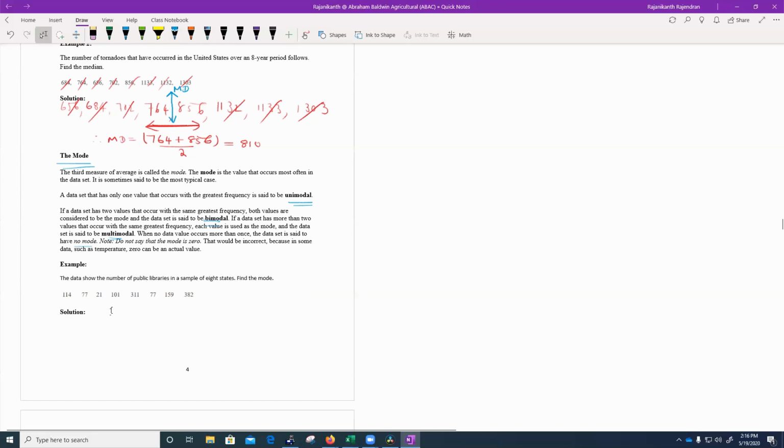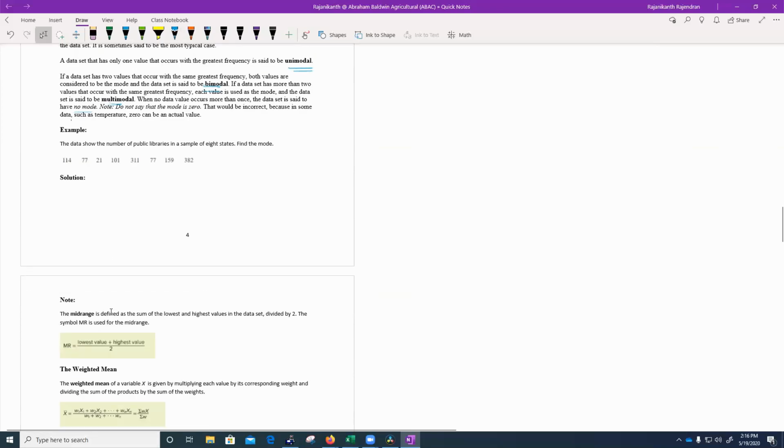Okay. So now look at this example. The data show the number of public libraries in a sample of 8 states. Find the mode. So which number occurs more? If you want, you could rearrange this and find. That's up to you. So 77 occurs 2 times, right? Is there any number occurring more than once? No. So only 77 occurs 2 times. So this number occurs more than all remaining numbers. Therefore, mode is going to be 77. It's very easy to find mode.